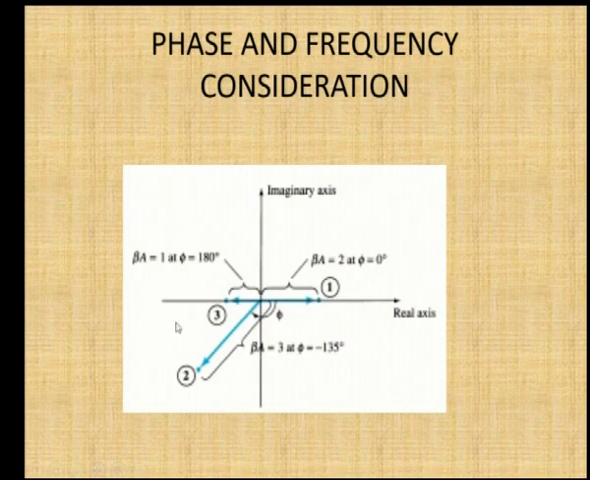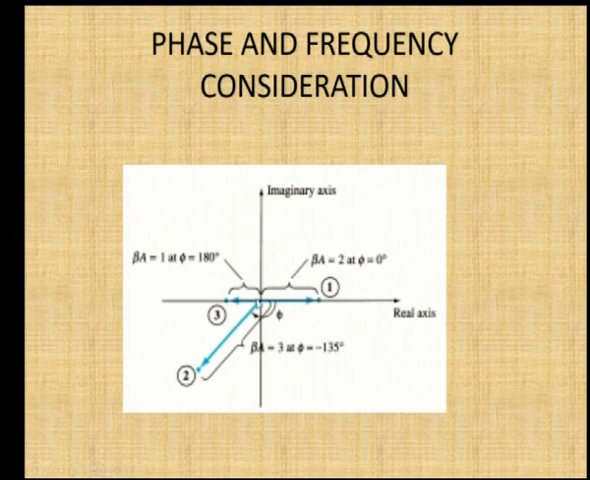This is a complex plane, x axis is real and y axis is imaginary, and in this complex plane these three values are plotted. Beta A, we know what beta A is. Beta A has 2 as a magnitude at phase angle 0. So, 0 in the sense the phase difference between the input and output is 0, there is no phase difference. So, here it is pointed in the same real axis because there is no phase difference, and beta A is equal to 2. So, this is point number 1, it is plotted here.